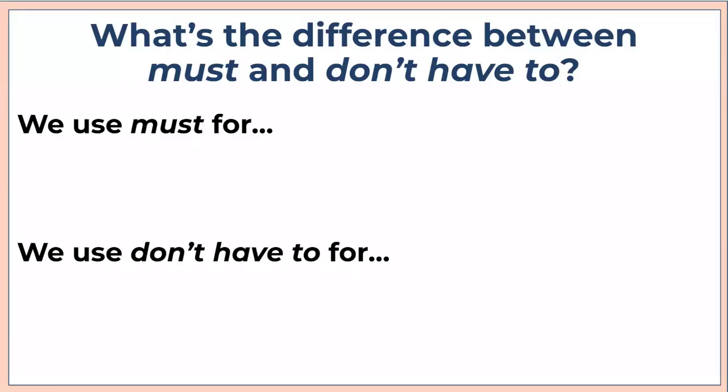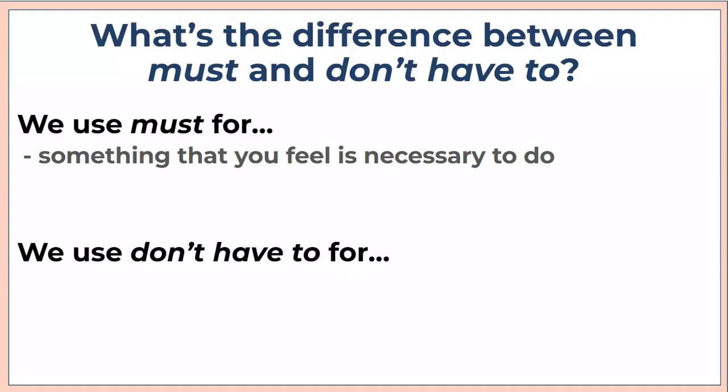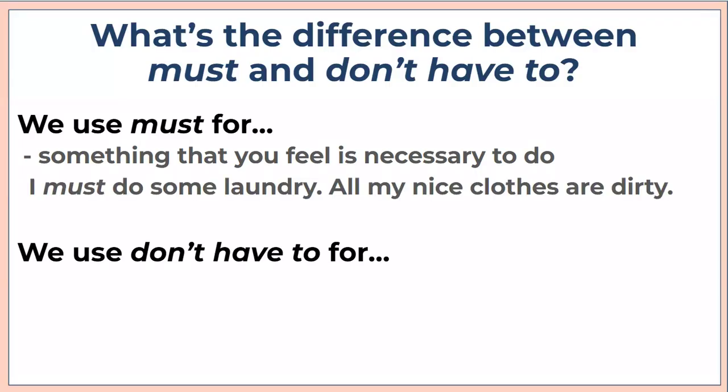What is the difference between must and don't have to? So we use must for something that you personally feel is necessary to do. For example, I must do some laundry. All my nice clothes are dirty. So this person feels that doing the laundry is necessary or important.